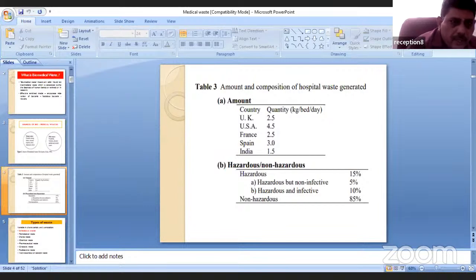According to the characteristics and composition, the biomedical waste can be grouped into several types. Here, I have noted infectious waste, pathological waste, sharp waste, chemical waste, pharmaceutical waste, cytotoxic waste, radioactive waste, and non-hazardous or general waste. Among these, infectious waste is so dangerous. Why is it so dangerous? Let me tell you now.